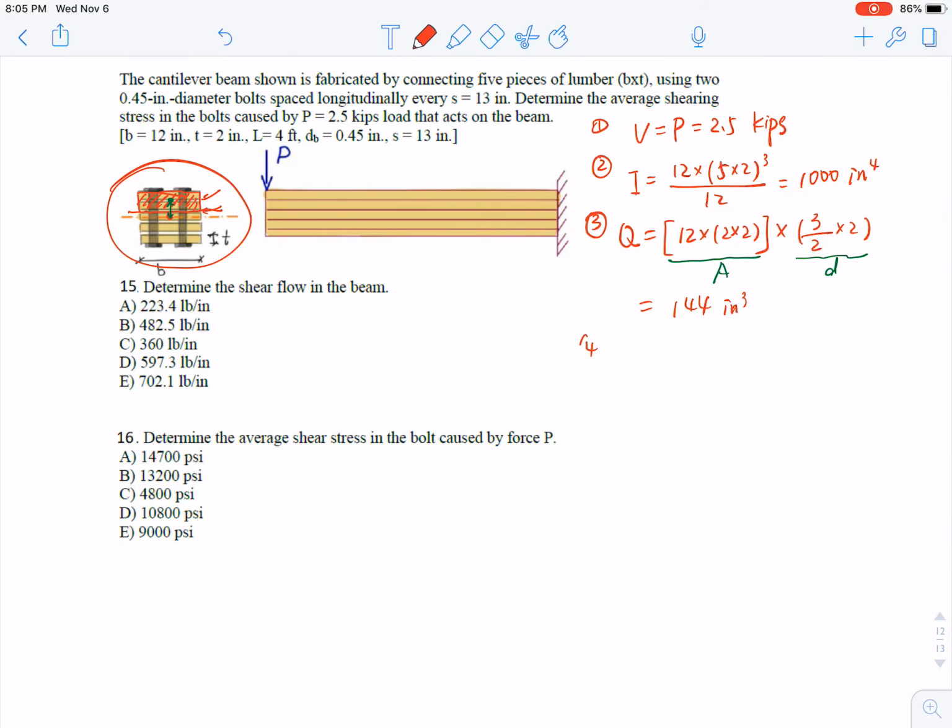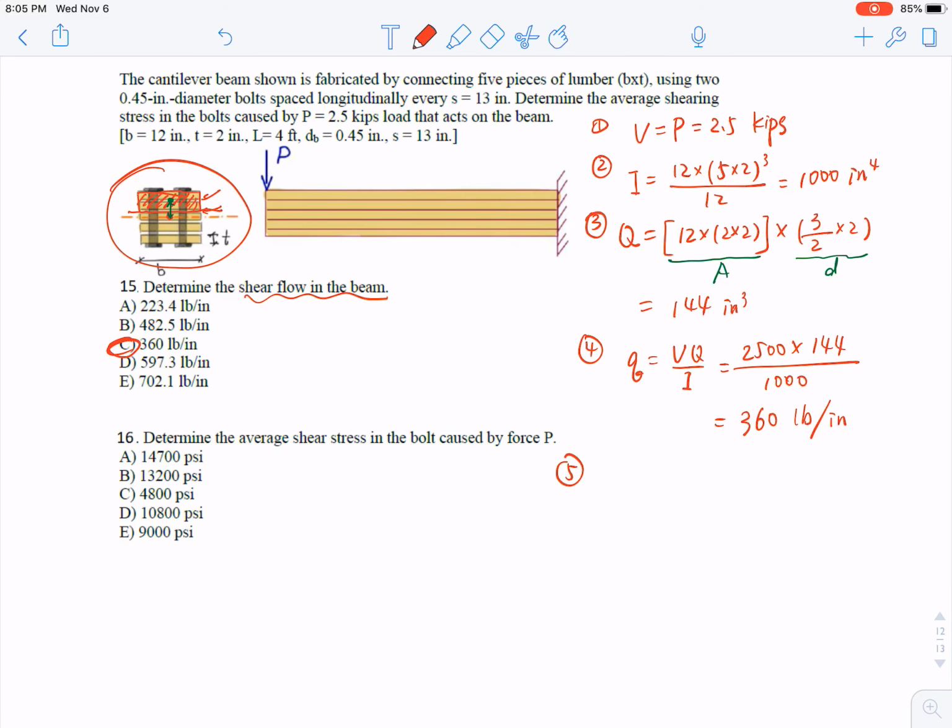Then in the next step, we can calculate the shear flow. I just determine the shear flow. Q is just VQ over I. That is, the V is 2,500 by Q is 144. I is 1,000. And here we get 360 pounds per inch. Right, that is Q.